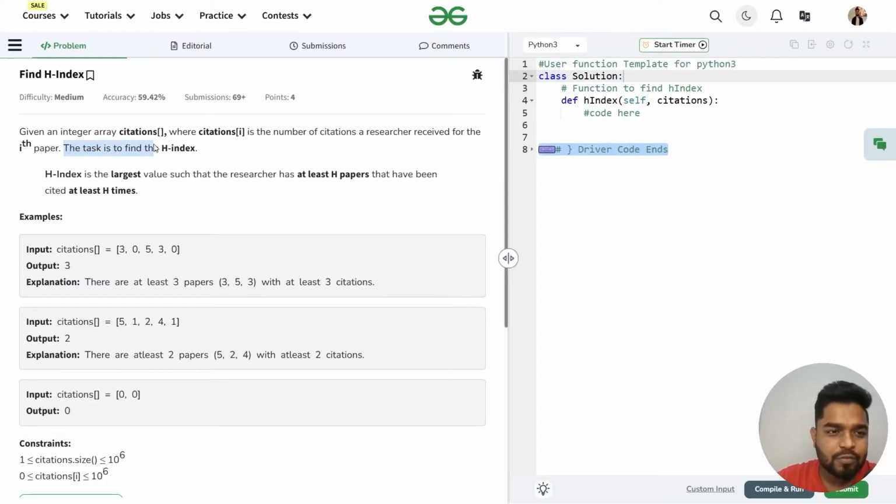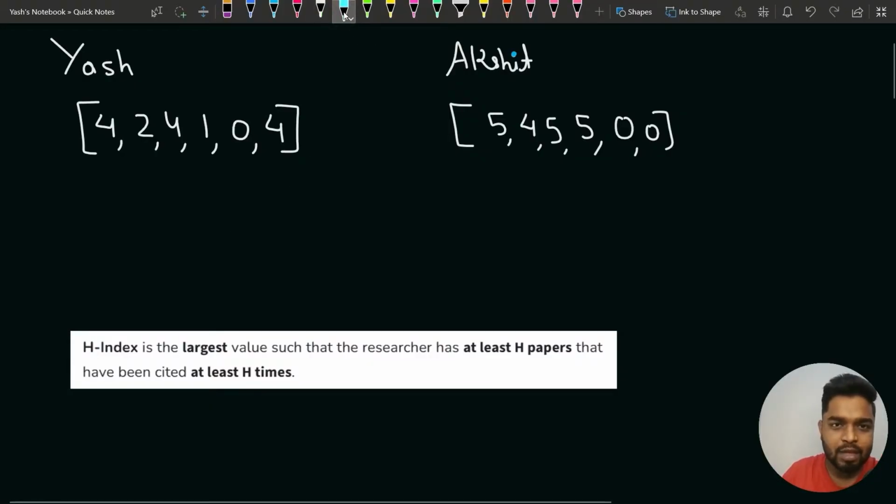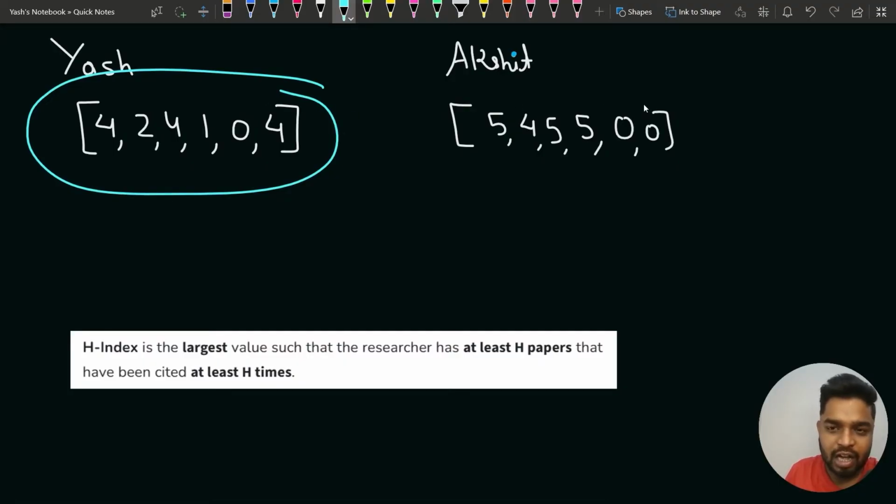The task is to find the H-index of the citation array. The H-index is the largest value such that the researcher has at least H papers that have been cited at least H times. Let's understand this through some examples. Say we have one array for the researcher Yash, and another citation array for the researcher Akshit.